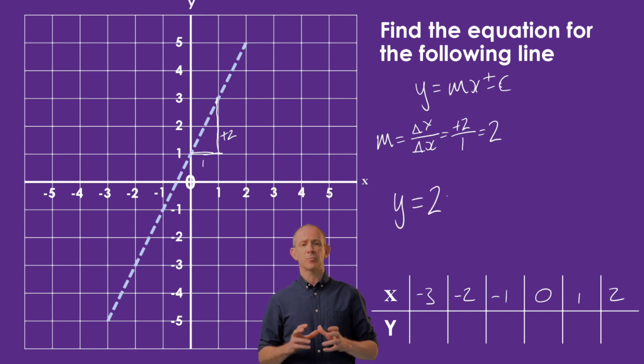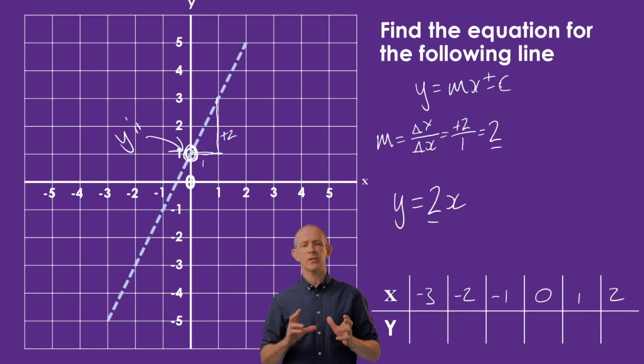Well, that's quite easy to spot because we can look at where the graph crosses the y-axis. And it crosses the y-axis at positive 1. So we can write the equation y equals 2x plus 1.